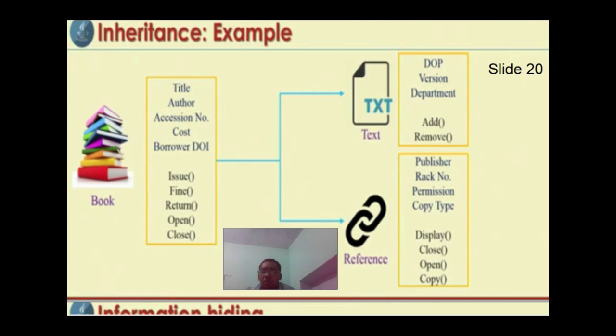Here, a book is already defined as a class. This is a book, but a book has many categories. For example, a book can be of textbook type. If it is a textbook, in addition to all the common data and methods that are there in the book, it may have some extra features. If we include those extra features in addition to the previous features, then it is called inheritance.